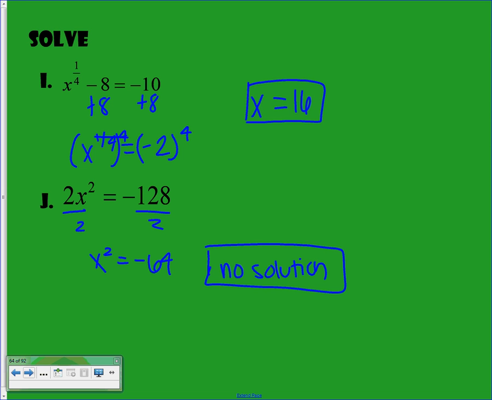Now, you might remember that we have used imaginary numbers. However, that was a very special case, and right now we're not using imaginary numbers, so we're going to say no solution. Some of you are like, oh yeah, I remember square rooting that, and that gets me plus or minus 8i. Well, 8i is imaginary, so for right now we're just going no solution.